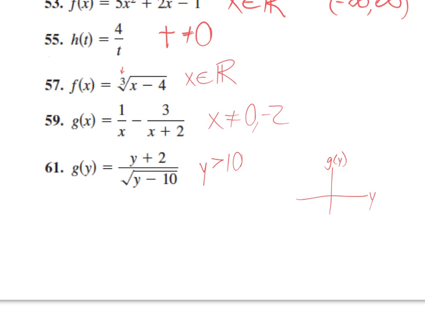You can do the square root of 0. However, because it's also in the denominator, it can't equal 0. Because if we plug 10 in here, we'd get 12 over the square root of 0. So that would be 12 over 0, which is undefined. So you're right, it does have to be y is greater than 10. And that would be our domain.